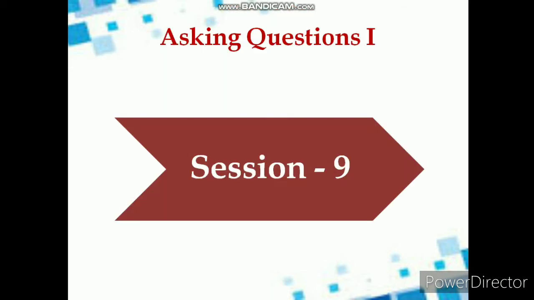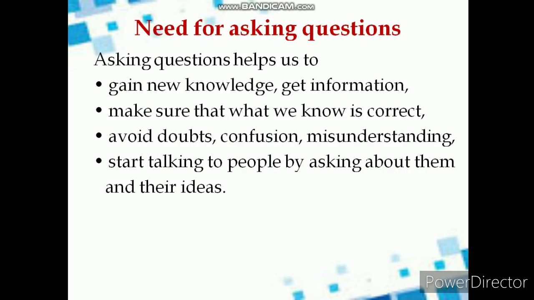Are you sometimes scared of asking too many questions? What happens if you do not ask questions at the right time? Why do we need to ask questions? In this session 9, you will learn about the importance of asking questions and how to get information by asking the correct questions. So let's start session 9, asking questions.